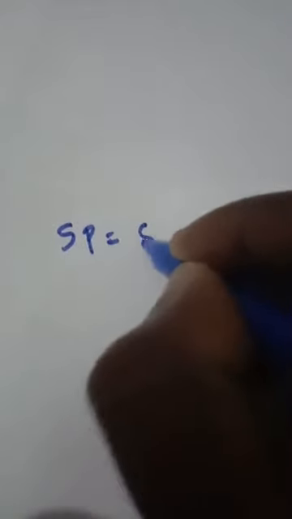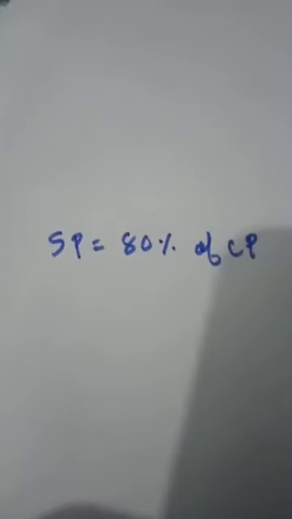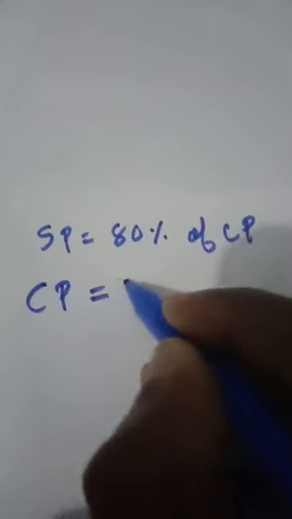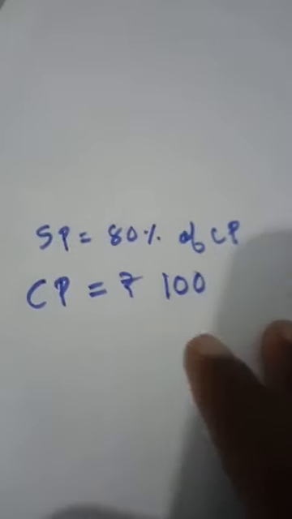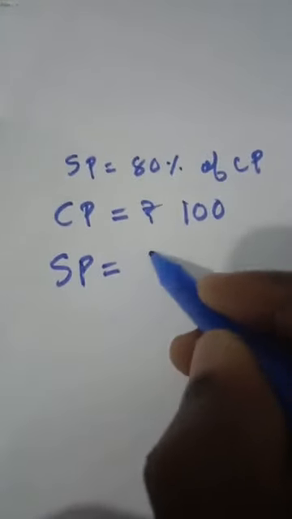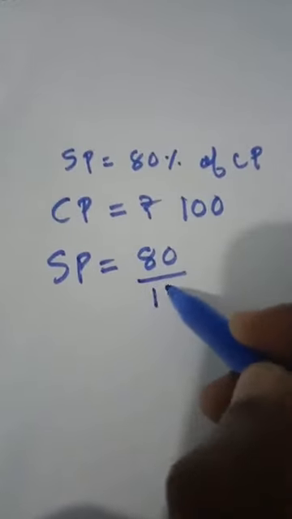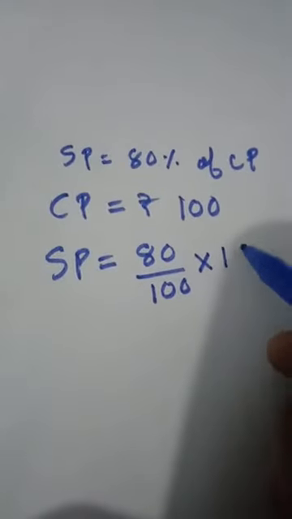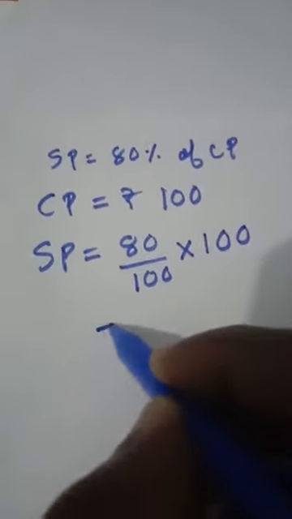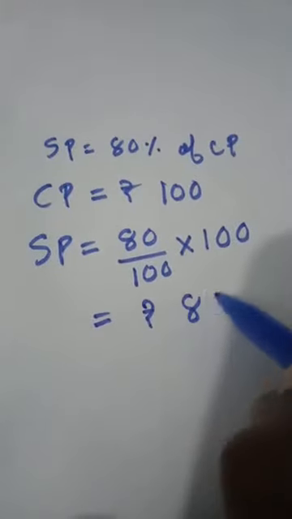What is SP? Selling price is 80% of CP. So what is CP? We don't know what CP is. So let CP be rupees 100. Then we can find SP. SP equals 80 by 100 into 100, that is, 80% of CP, which is rupees 80.